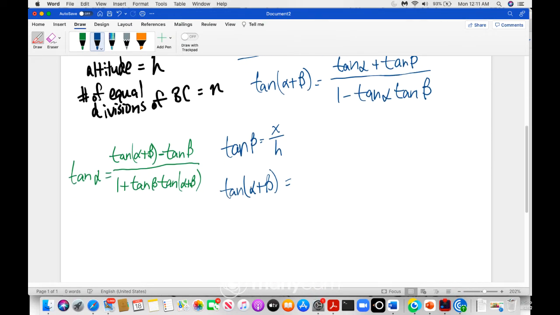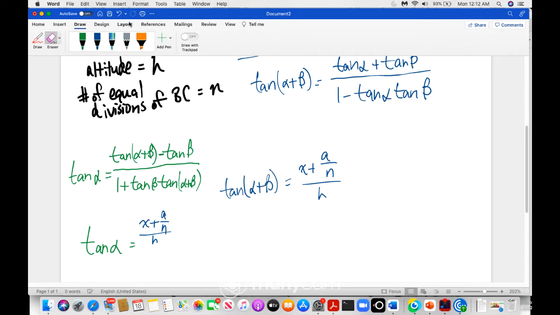Okay, so that means that this actually has to be a divided by n, which is important, because it means now down here, tangent of alpha plus beta is going to be x plus that a over n, all divided by h. Okay, but then we can just plug everything in. So tangent of alpha, according to our formula, is just tangent of alpha plus beta, which is really x plus a over n divided by h. And to be perfectly fair, I should probably do these in different colors. So I'm actually going to redo this in a different color really quickly.